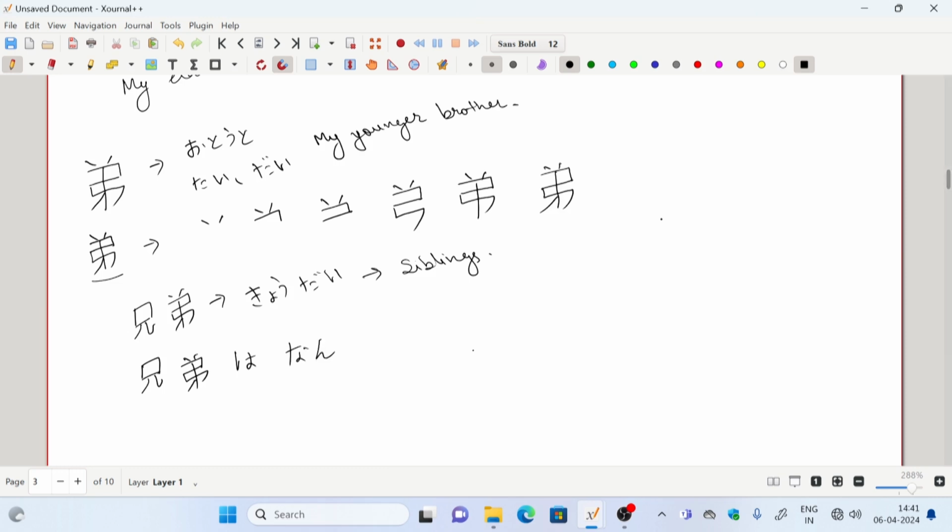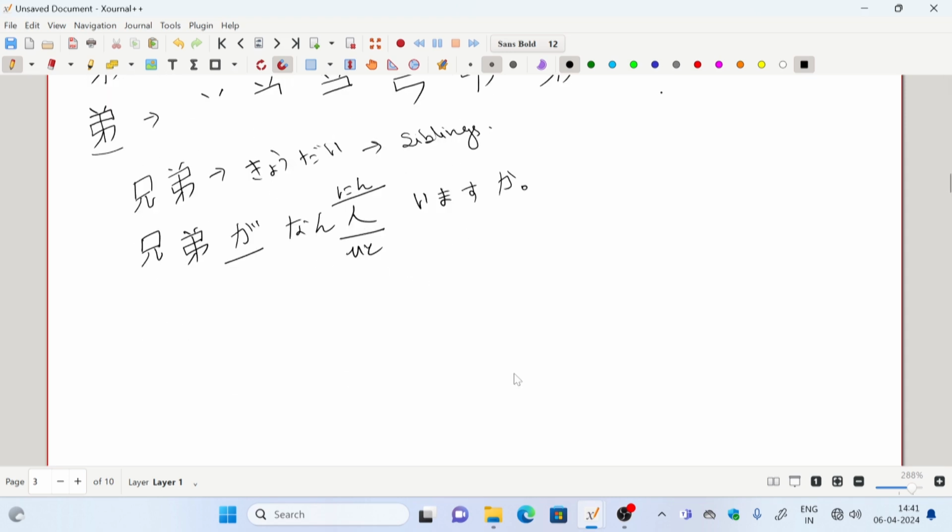nannin imasu ka. Nin is the kanji for hito. Here we will read it nin. Imasu ka. Instead of writing wa, we will write ga because it is a question now. Kyodai ga nannin imasu ka? So, how many siblings do you have?